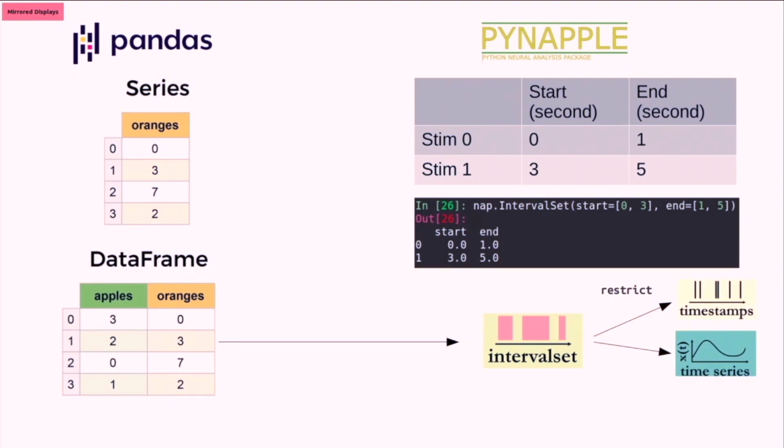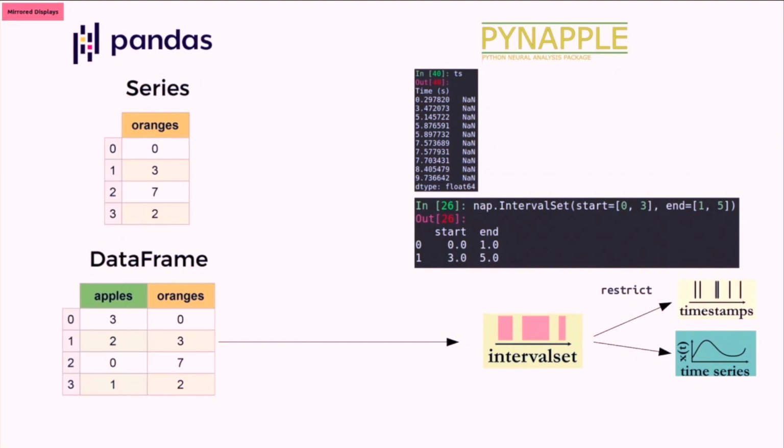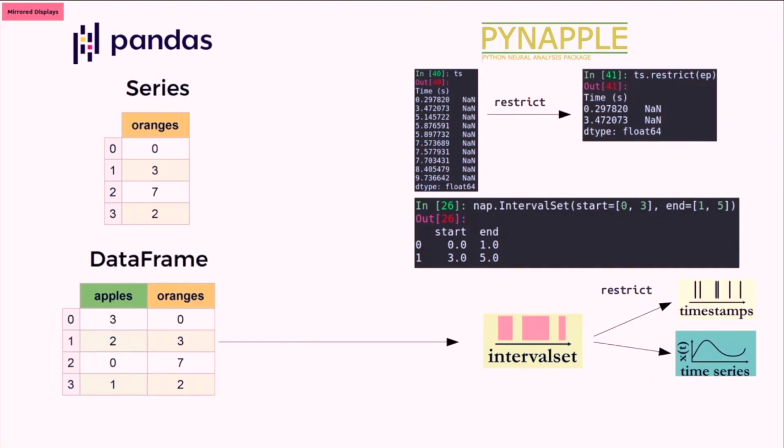And the nice thing about this approach is that you can use one object to interact with another one. So in this example, I can use my interval set to restrict my timestamp or my time series. Let's say, for example, this defines the time of the stimulus. I only want the spikes within these 2 epochs. So I can call the function restrict like this. Here I have my timestamp, and if I say ts.restrict(ep), I take only the timestamps within the epoch. Super easy to read.